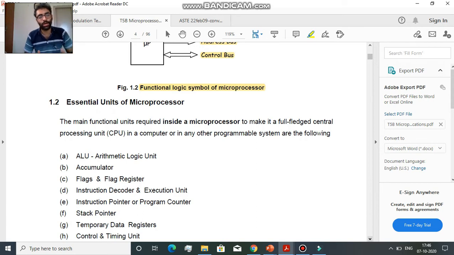As the name itself signifies, the arithmetic logic unit is the unit of the microprocessor which deals with arithmetic and logical operations. Arithmetic as in addition, subtraction, multiplication and division. Logic operations are things like AND, OR, NOT, XOR and so on and so forth. So this is the function of an ALU. Apart from it is the accumulator.